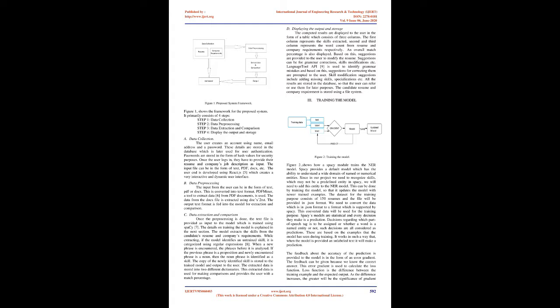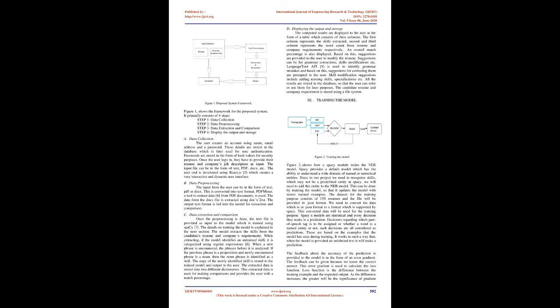Language Tool API [9] is used to identify grammar mistakes, and based on this, suggestions for correcting them are prompted to the user. Skill modification suggestions include adding missing skills, specializations, etc. All the results are stored in the database, so that the user can refer to or use them for later purposes. The candidate resume and company requirement are stored using a file system.